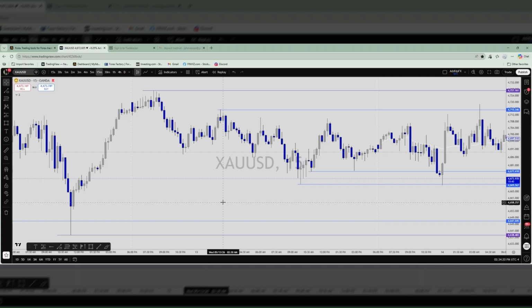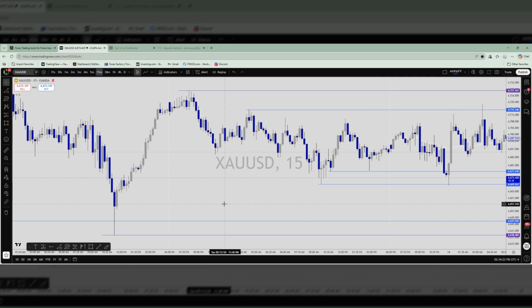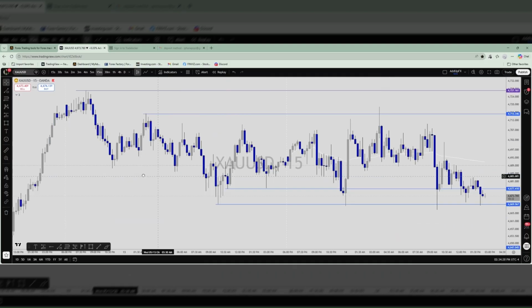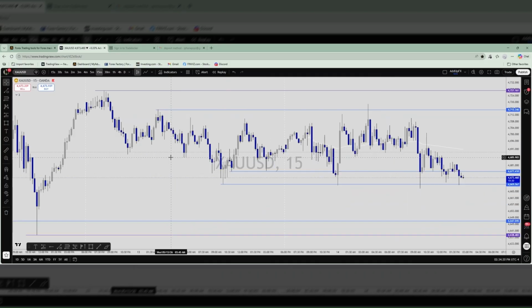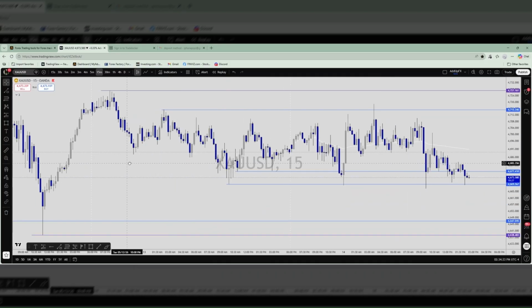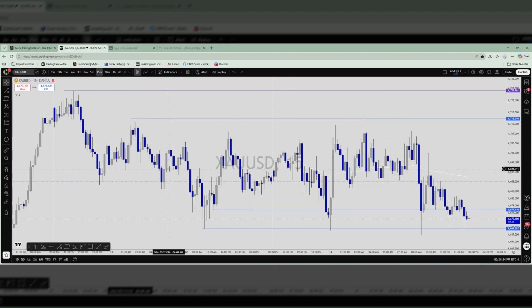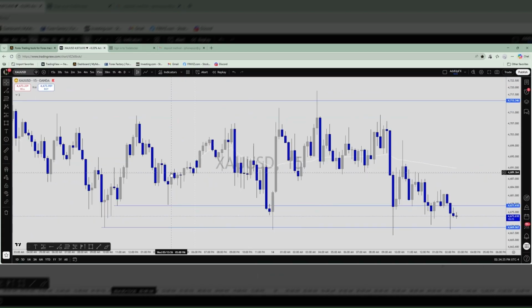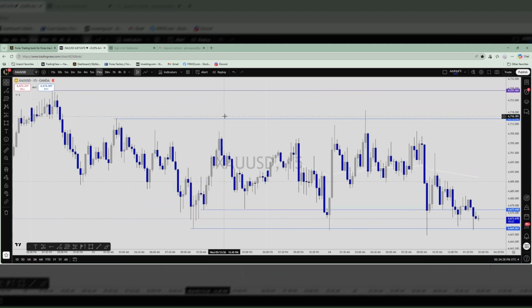Alright, with gold, this is the only setup I took today. It looked crazy now that I'm looking back. But it's this leg right here. I took this leg to take these lows right here out.